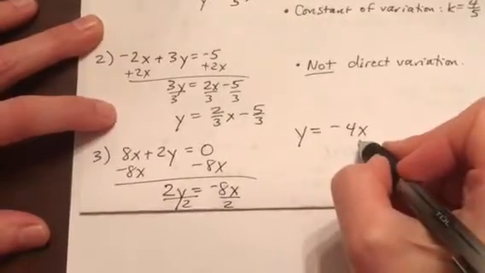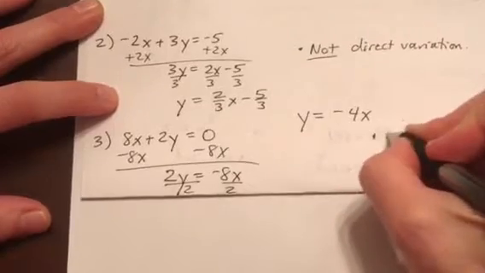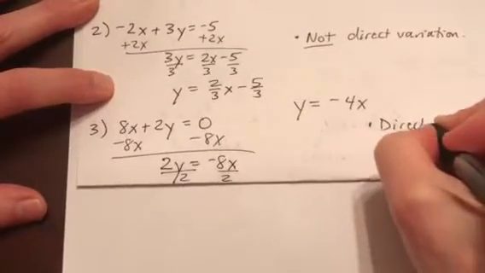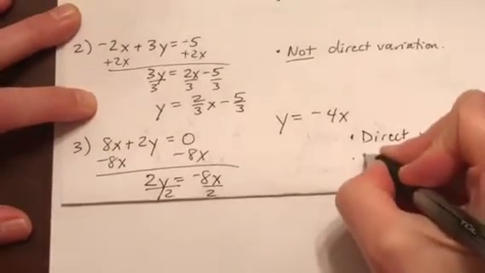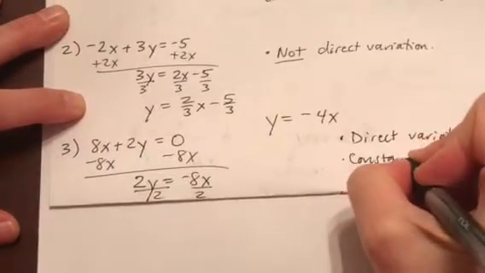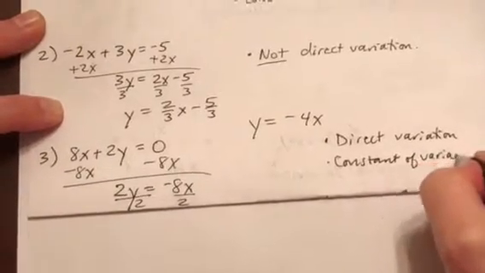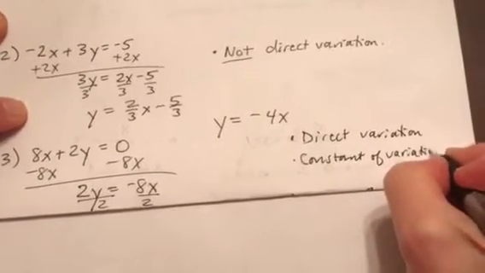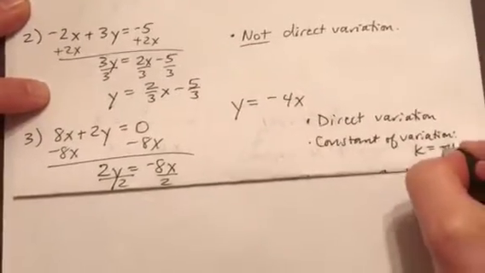Again, that fits our example of direct variation. And so yes, this is direct variation. And we can find our constant of variation by looking at that number that's in front of the x. So the k is negative 4.